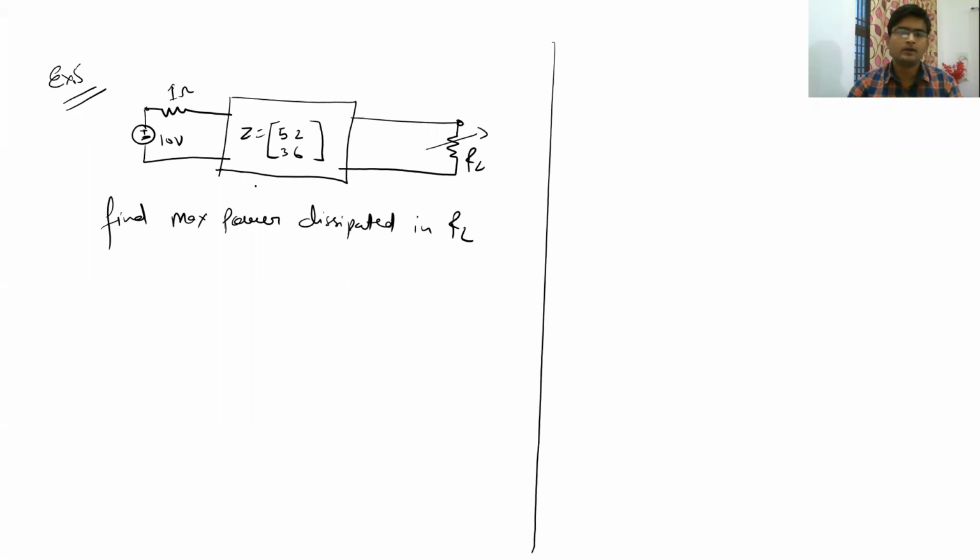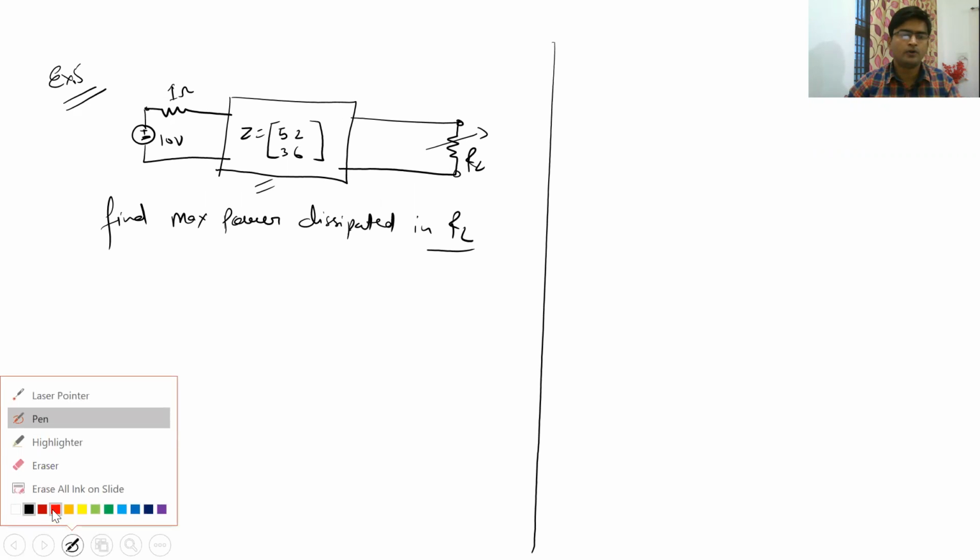So in this example, you see there is a Z parameter 2-port network here, and there is a load resistance which is variable at the output, and there is a 10-volt voltage source with a 1 ohm resistance in series, and you have to find the value of RL so that the maximum power is transmitted to RL and also the maximum power dissipated value.